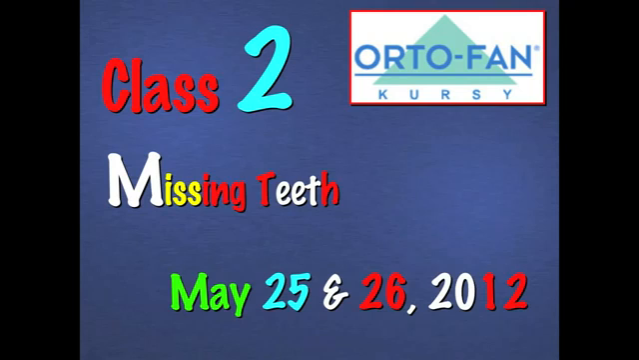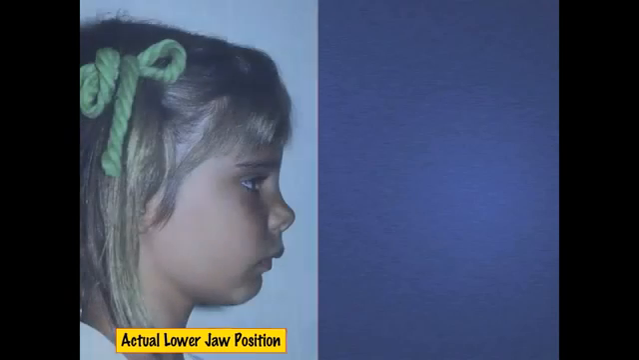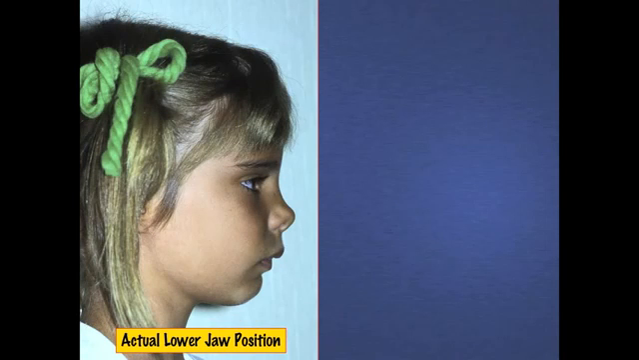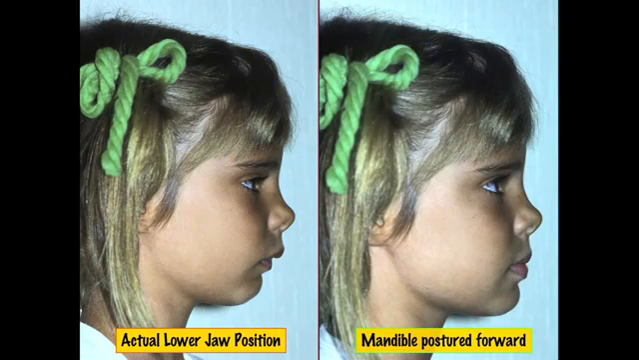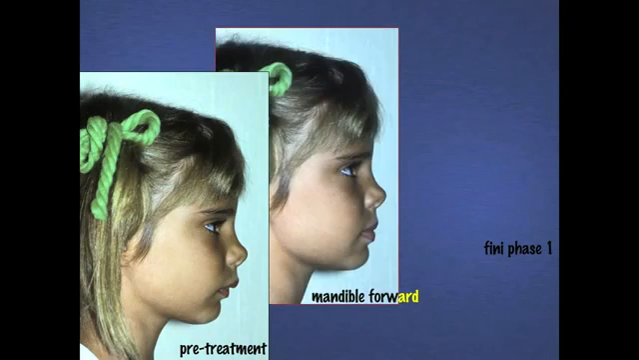As mentioned, we'll be concentrating on Class 2 as well as missing teeth. Examples such as this patient. This girl is about 8 years of age. When she postures her lower jaw forward, this is what she looks like.